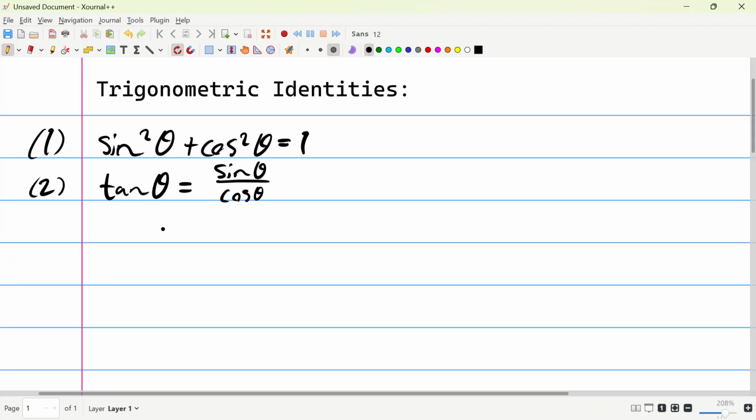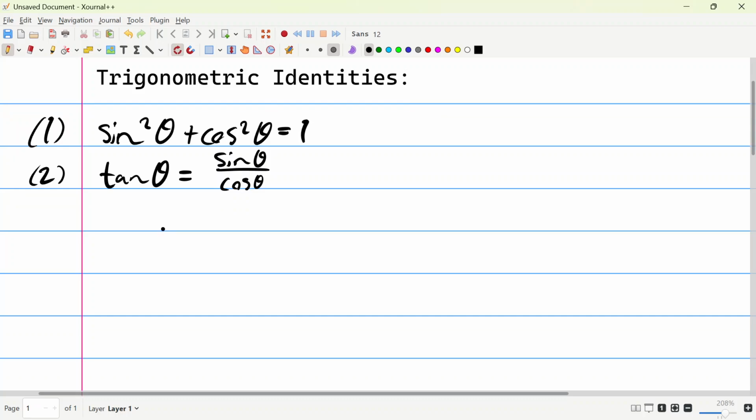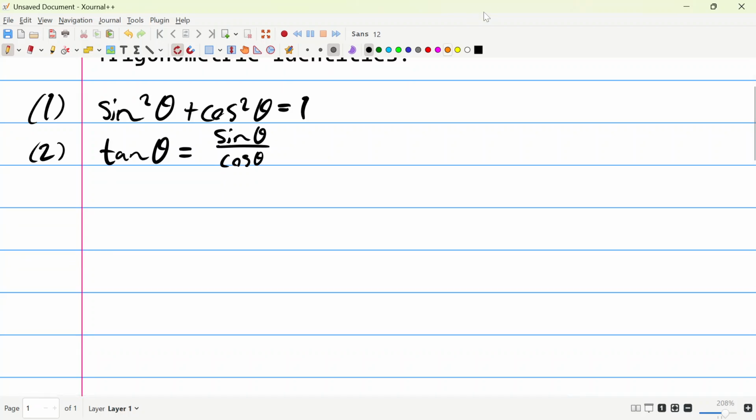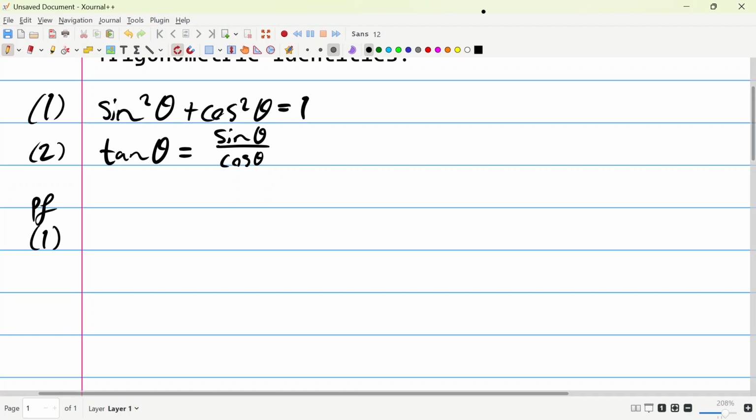The best way to prove them is by using the Cartesian ratios for trigonometry, okay? It's a lot of words coming out of my mouth there, almost like a tongue twister. So let's get into the first proof, okay? Proof number 1.